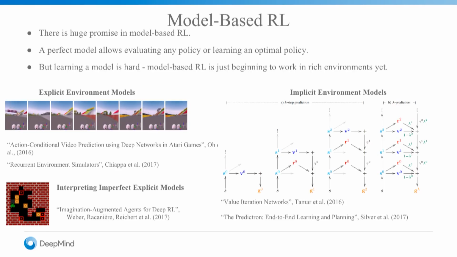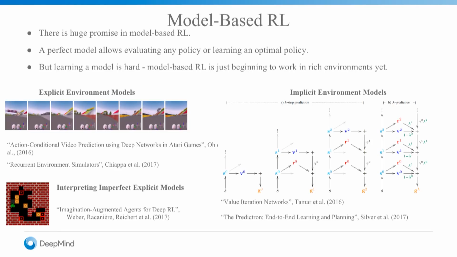So another interesting direction is learning implicit environment models. There are a couple of recent papers on this. Value Iteration Networks, from Tamar et al., was, I think, best paper at NIPS. And the Predictron appeared at ICML this year. Here the idea is to look at the mathematical structure of these planning algorithms and to embed the structure into your neural network architecture.